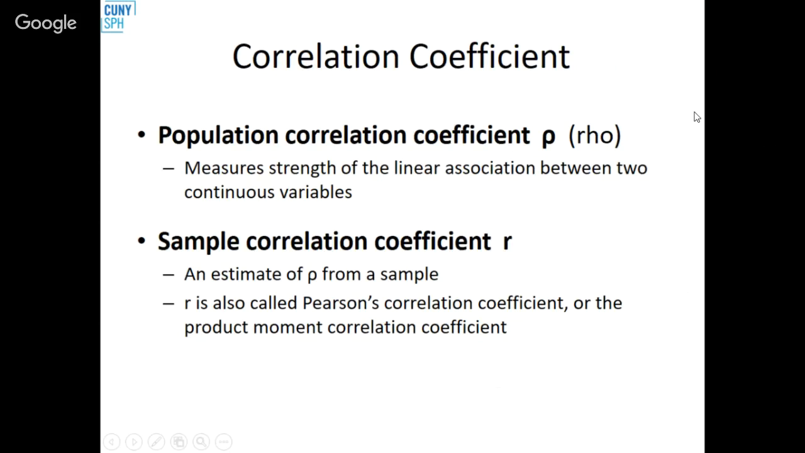So keeping with our convention in this class of using Greek symbols for population and Roman characters for samples, we'll use rho for the population correlation coefficient, and R for the sample coefficient, which is the estimate of rho that we get from a sample. And this R is what we call Pearson's correlation coefficient. It's occasionally called the product moment correlation coefficient, but Pearson's correlation is the most common R.